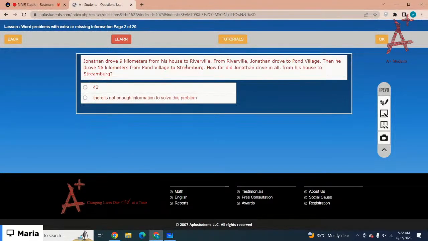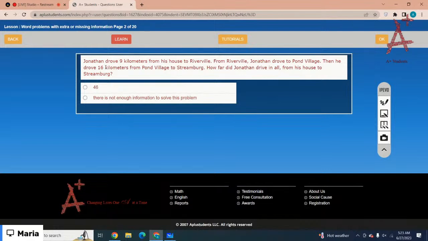The next one is: Jonathan drove 9 kilometers from his house to Riverville. From Riverville, Jonathan drove to Pond Village. Then he drove 16 kilometers from Pond to Steenburg. How far did Jonathan drive in all from his house to Steenburg?